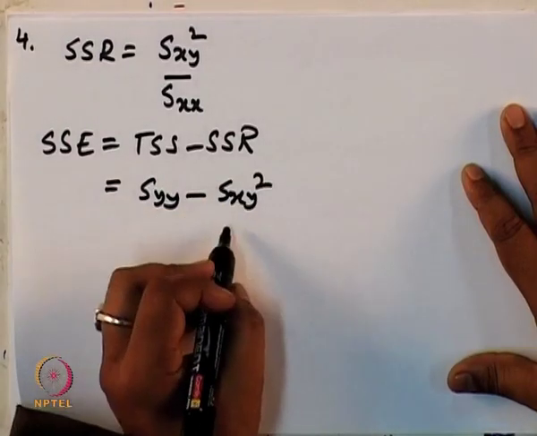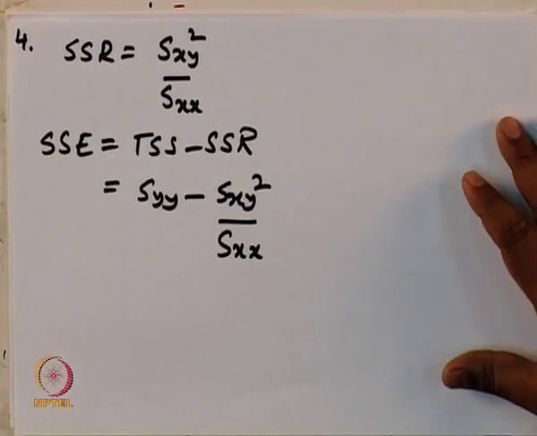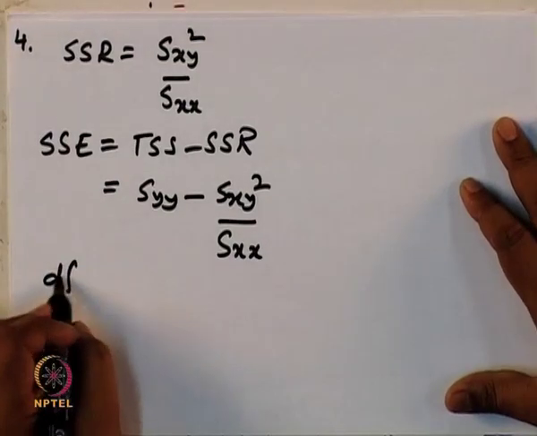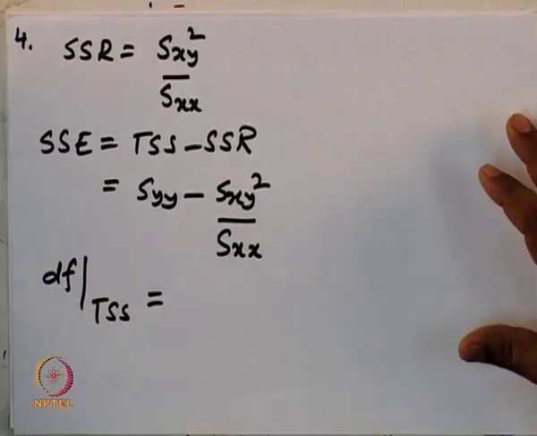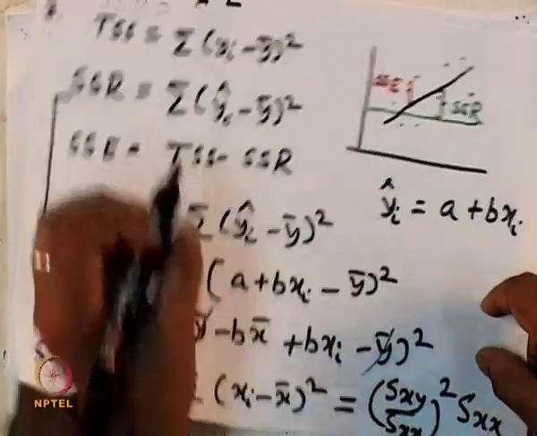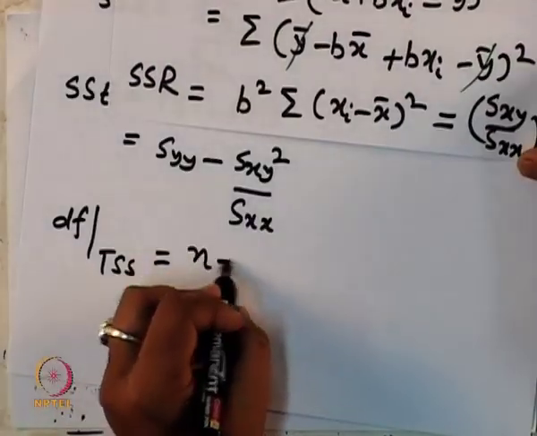SXY square by SXX. Now, let us try to find out what is the degrees of freedom for each of those terms. Okay. So, degree of freedom of TSS. So, since there are n terms which contribute, okay, so your TSS is summation y across from i equal to 1 to n. Okay. So, your df of TSS is n minus 1.